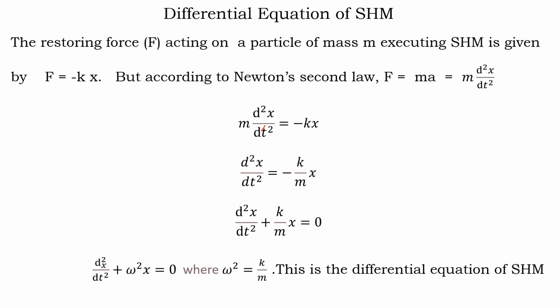Next is the differential equation of simple harmonic motion. The restoring force acting on a particle of mass m executing the simple harmonic motion is given by F is equal to minus kx. But we know that according to Newton's second law, the force is equal to ma, where m is the mass and a is the acceleration. And if x is the displacement of the particle, then the acceleration a can be represented as d square x by dt square. Therefore, the force will be the mass into d square x by dt square.